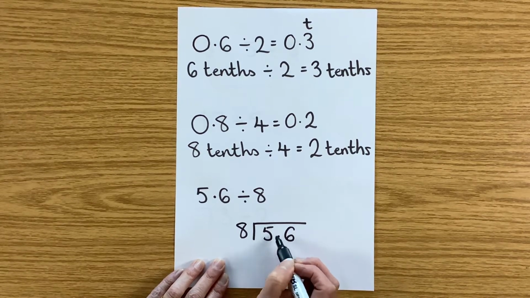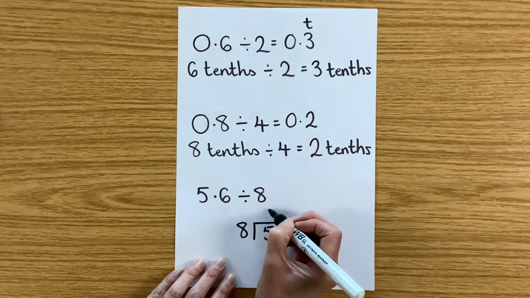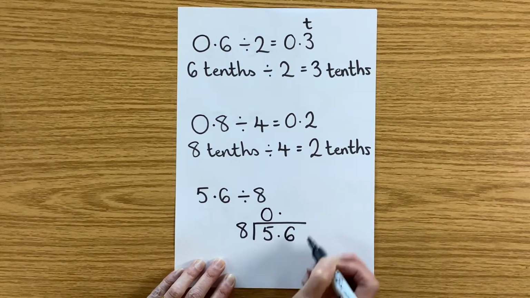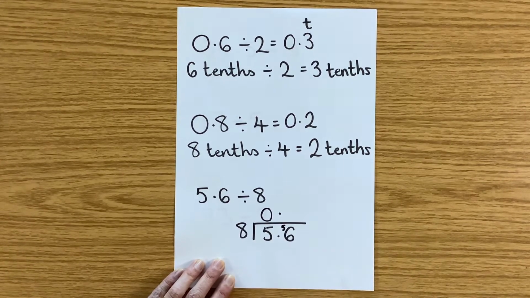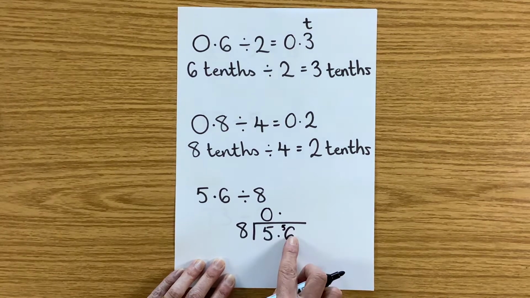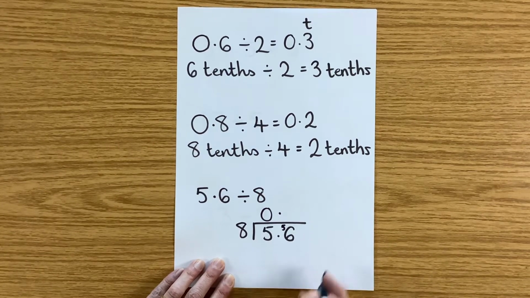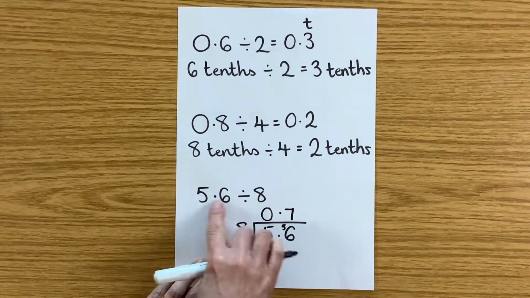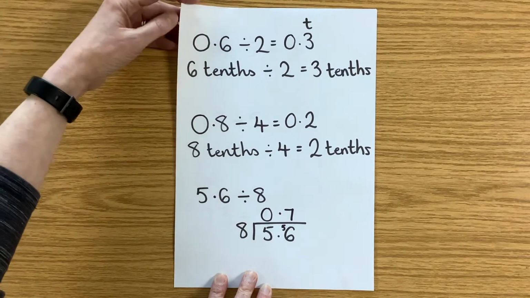So can we do this one? 5 divided by 8, can't do, so 0. But what I'm going to do, I'm going to put my decimal point and I'm going to carry that whole 5 over into the tenths. Now I've got 56 divided by 8. And what's 56 divided by 8? Yep, it's 7. So if I took my 5.6 and I divided it by 8, I'm going to get 0.7.